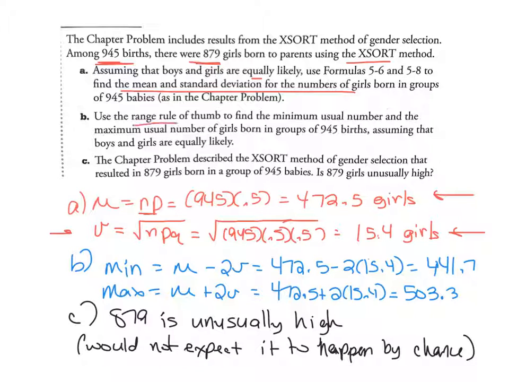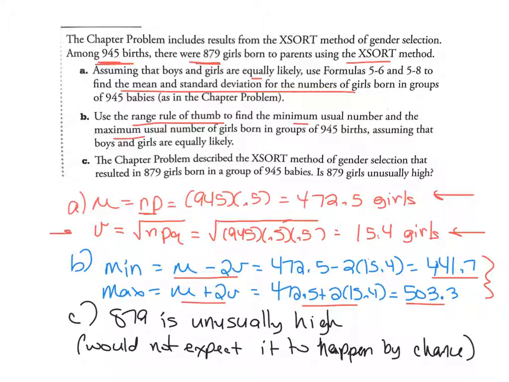Part B says use the range rule of thumb to find the minimum and maximum of the usual, if they're equally likely. I did mu minus 2 times standard deviation, worked it out, and got 441.7. For the max, I did mu plus 2 times standard deviation and got 503.3. So the usual numbers of girls you would expect are between those two. You would expect in 95% of samples that the number of girls would fall in between those two. That's the way I should have said it.